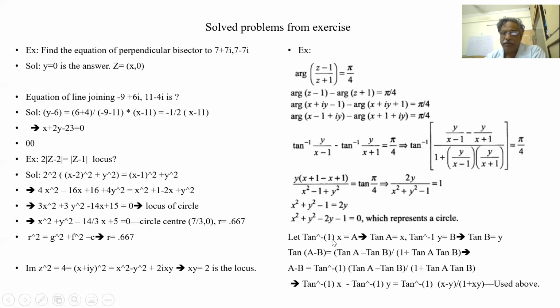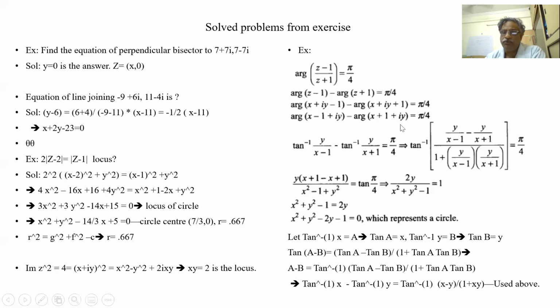Let us say tan inverse x is equal to a, and tan inverse y is equal to b. So tan a is equal to x, tan b is equal to y. So what is tan of a minus b? We know it is tan a minus tan b by 1 plus tan a tan b. So a minus b is equal to tan inverse of (tan a minus tan b by 1 plus tan a tan b). What is tan a? Tan a is x, tan b is y. So x plus y by 1 minus xy.